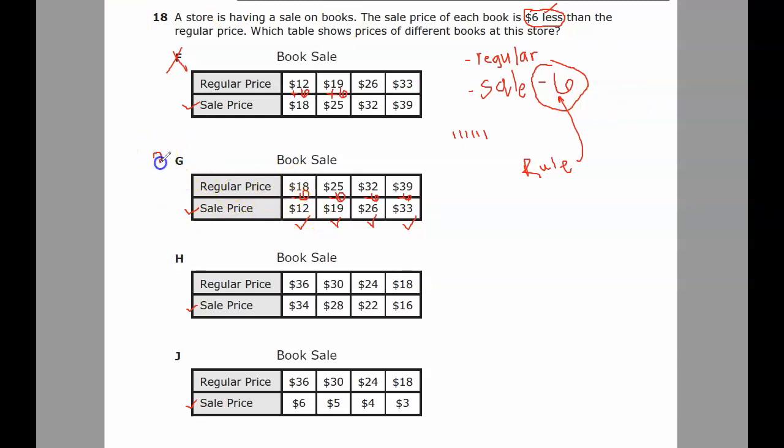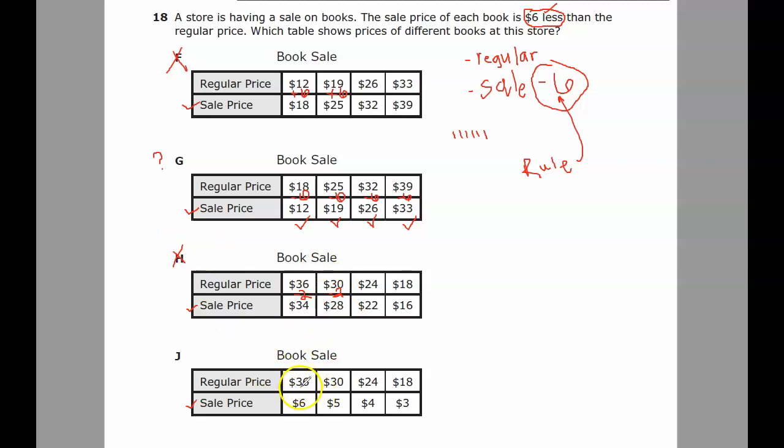So I'm going to put a question mark next to that, and I'm going to look at H. All right, so 36 to 34. Well, right here, I'm only subtracting 2. Okay, 36 minus 2 is 34. 30 minus 2 is 28. I don't want to subtract 2, I want to subtract 6, so I know H is not my answer.